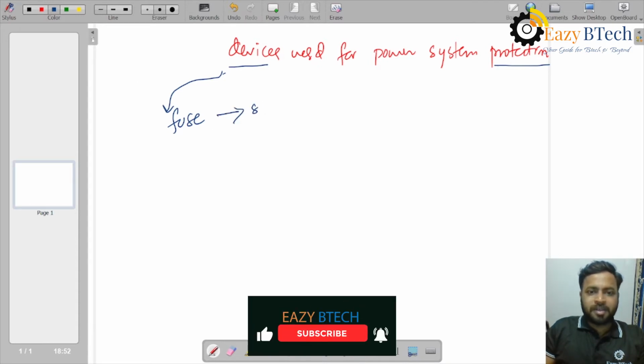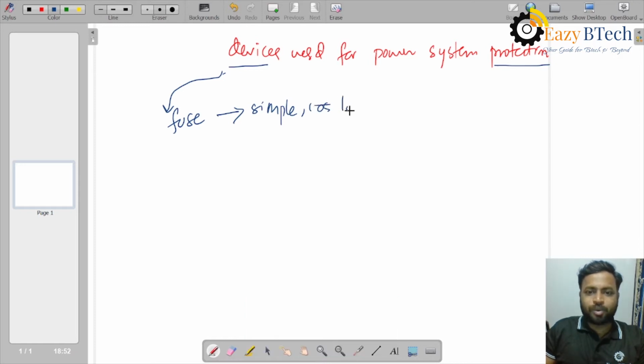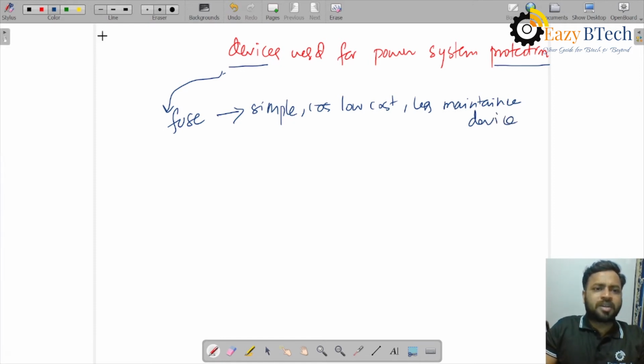It is a simple, cost effective, or I can say low cost and less maintenance device. So it is most widely used on the distribution side and to protect domestic loads and apparatus.